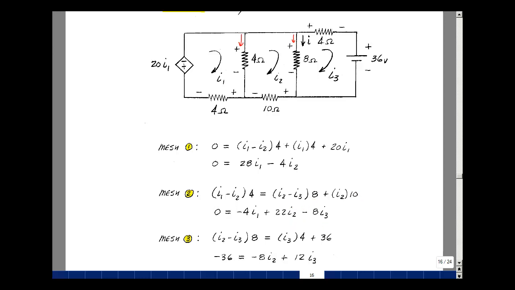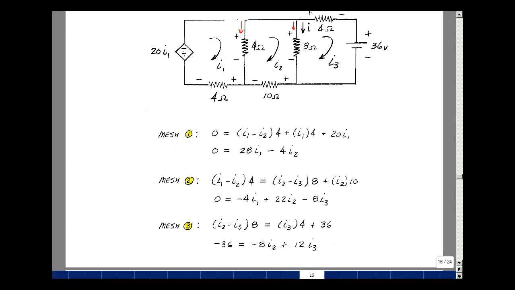Lastly, going around mesh 3, I'll start here. The rise in voltage equals the drops. The voltage across the 8 ohm is a rise. The drop across the 4, the drop across the 36 volt battery. We found that this current was equal to I2 minus I3 times 8. That's our rise in voltage. The drop is going to be I3 times 4 and then 36. Put our constant on the left hand side of the equation, so it's minus 36. 8I2 on the other side of the equation becomes a minus 8I2. This will become a plus 8I3. Plus 4I3 is 12I3. I have 3 equations and 3 unknowns.